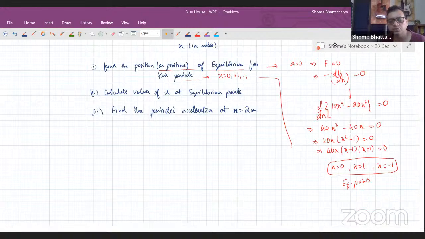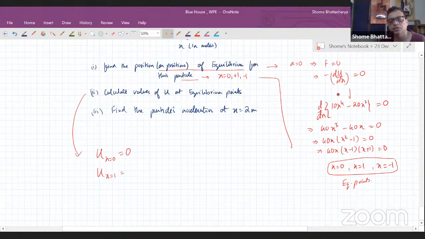Okay, so some of you have missed out one of the roots. And you can see that the value of potential energy at x equal to 0 is 0. The value of potential energy at x equal to 1 is 10 minus 20, so minus 10 joules. The value of potential energy at x equal to minus 1 is also minus 10 joules.